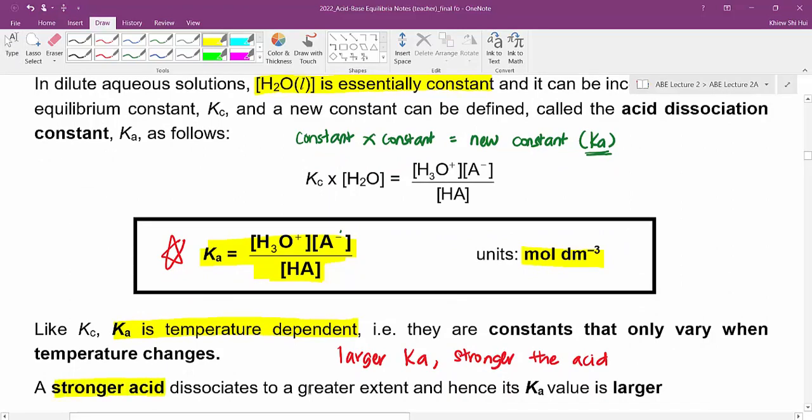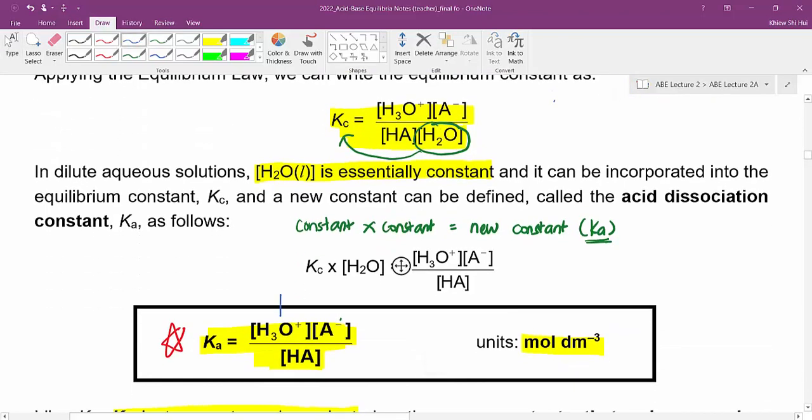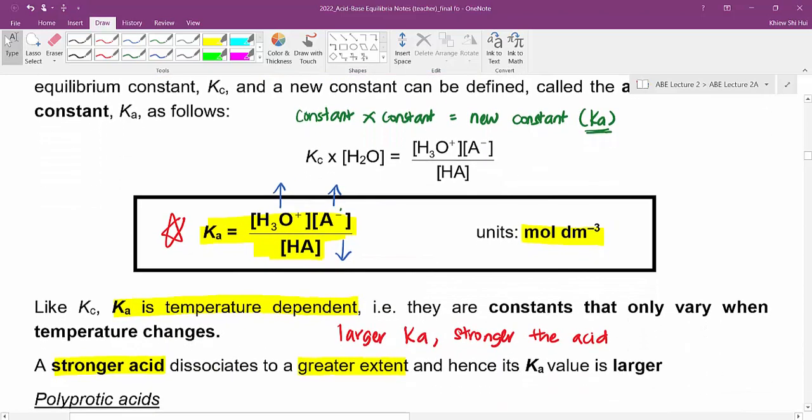Stronger acids dissociate to a greater extent, and from the acid dissociation equation, it also means that the position of equilibrium lies more towards the right. And from here, the concentration of H3O+ increases, the concentration of A- increases, while the concentration of HA decreases. This also means that a stronger acid will have a larger Ka value. Hence, the larger the Ka, the stronger the weak acid, and this is referring to weak acids only because strong acids undergo full dissociation and they do not have any Ka values.